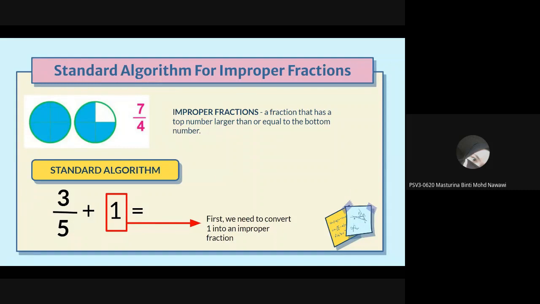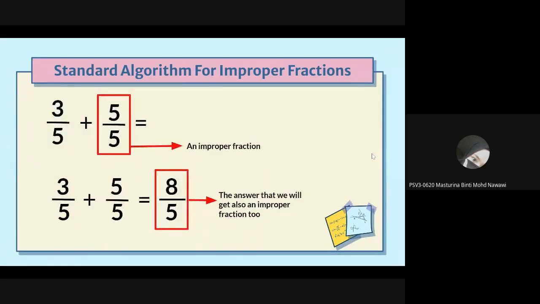So the first thing that we need to do is convert 1 into an improper fraction. So the next slide, which can be 5/5. 5/5 is an improper fraction. So just add the numerators 3 and 5, which is equal to 8. Then we get the answer 8/5, which is also an improper fraction. Okay, the next slide.